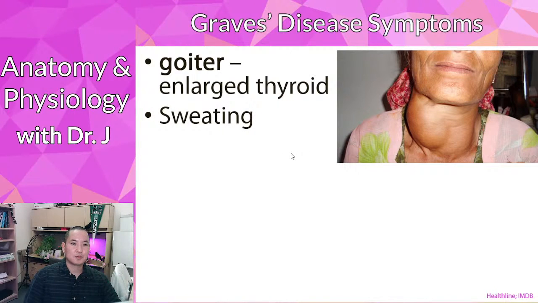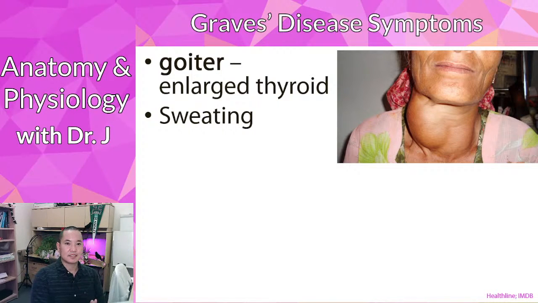But you also get sweating. And why do we have sweating with Graves' disease? What we get in Graves' disease is overproduction of thyroid hormone. If you have too much thyroid hormone in the body, that's going to slam your mitochondria with all this activity and activation. Remember, the mitochondria not only produce ATP, but they also produce heat.